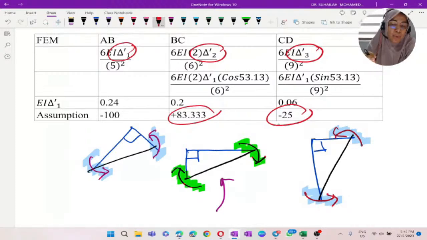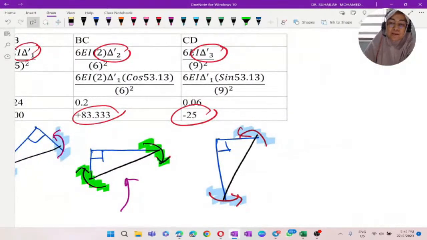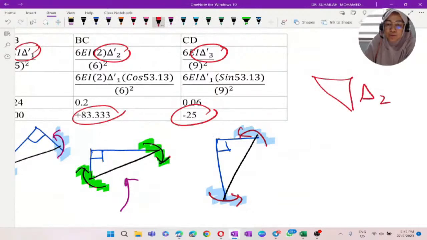So how do we do this? We use the triangular representation here. Okay, this is delta 2, this one is delta 3, this one is delta 1.